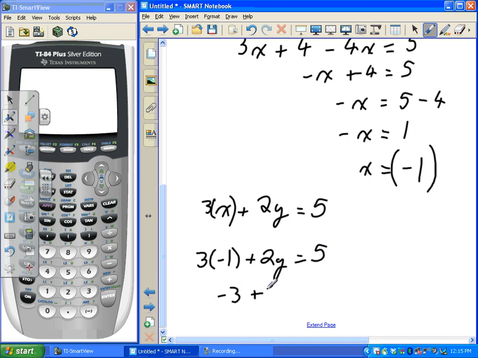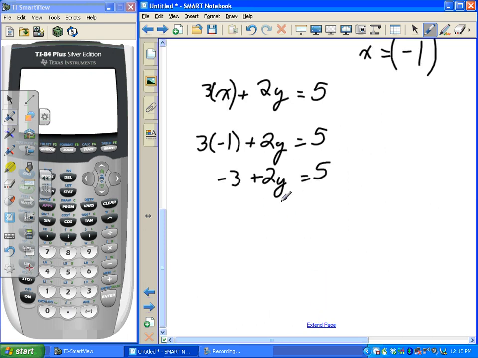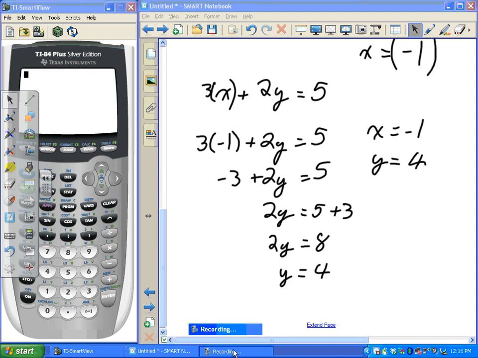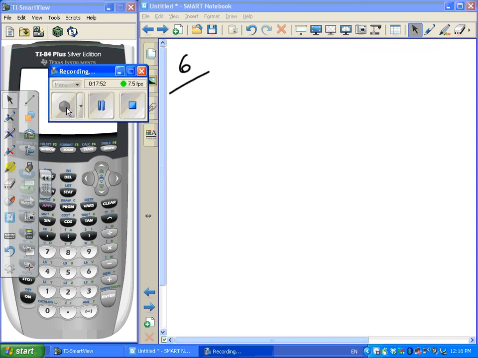Negative 3 plus 2y equals 5. I bring the negative 3 to the other side. It becomes 5 plus 3. 2y equals 8. I divide both sides by 2. y equals 4. So my answers are x is negative 1, y equals 4. That's solving by substitution.